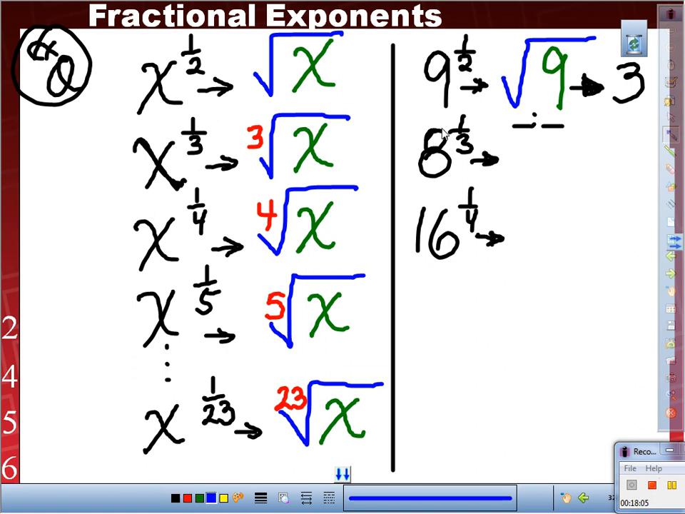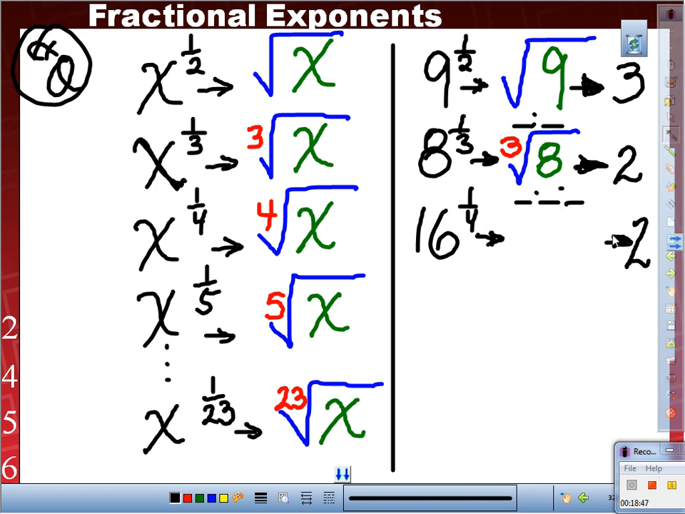Do you see a fraction? Yes, so we do the radical. What's the index, everyone? 3. What's the radicand? 8. Therefore, what number times itself 3 times gives me 8? 2. Do that last one by yourself. Hurry up. What'd you get, Justin? 2? Hands if you got 2.